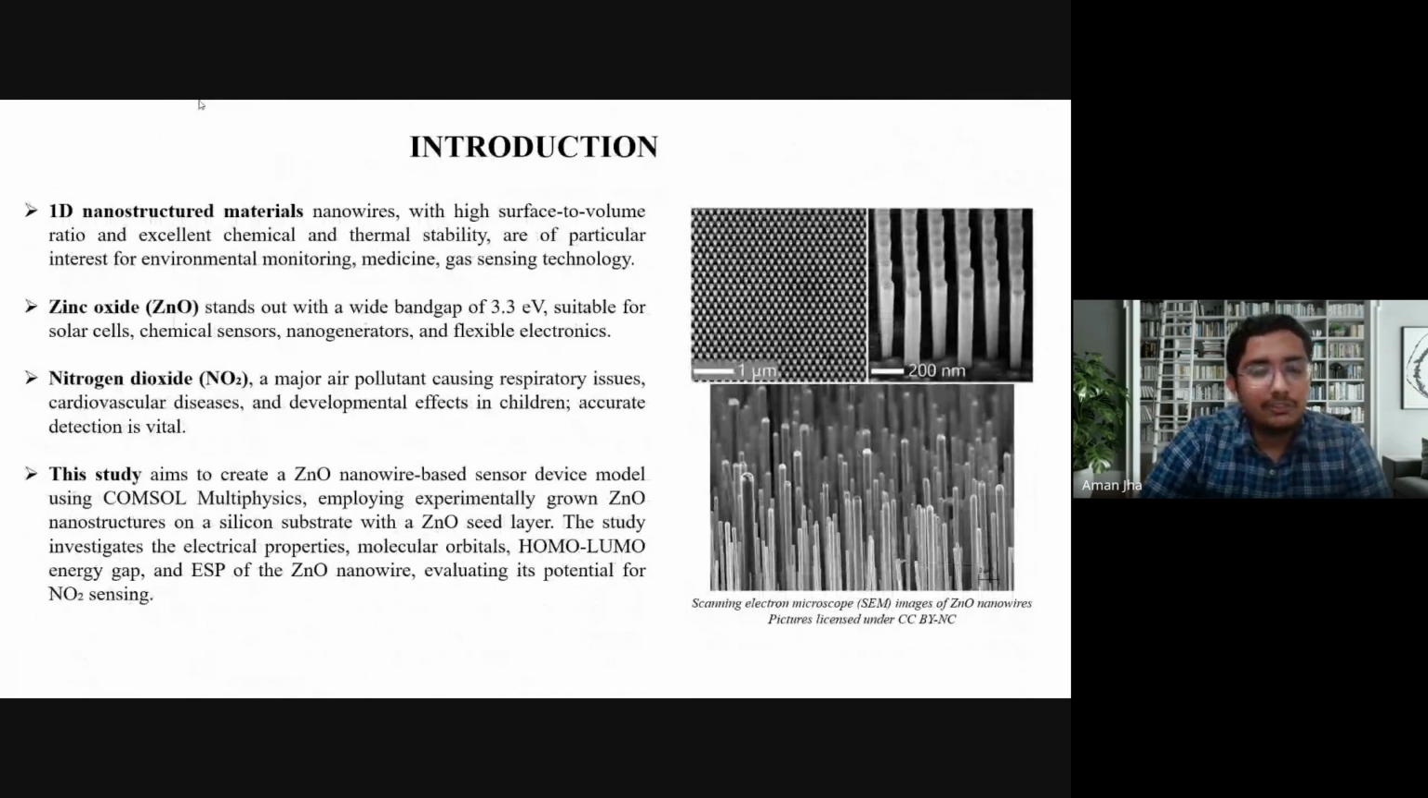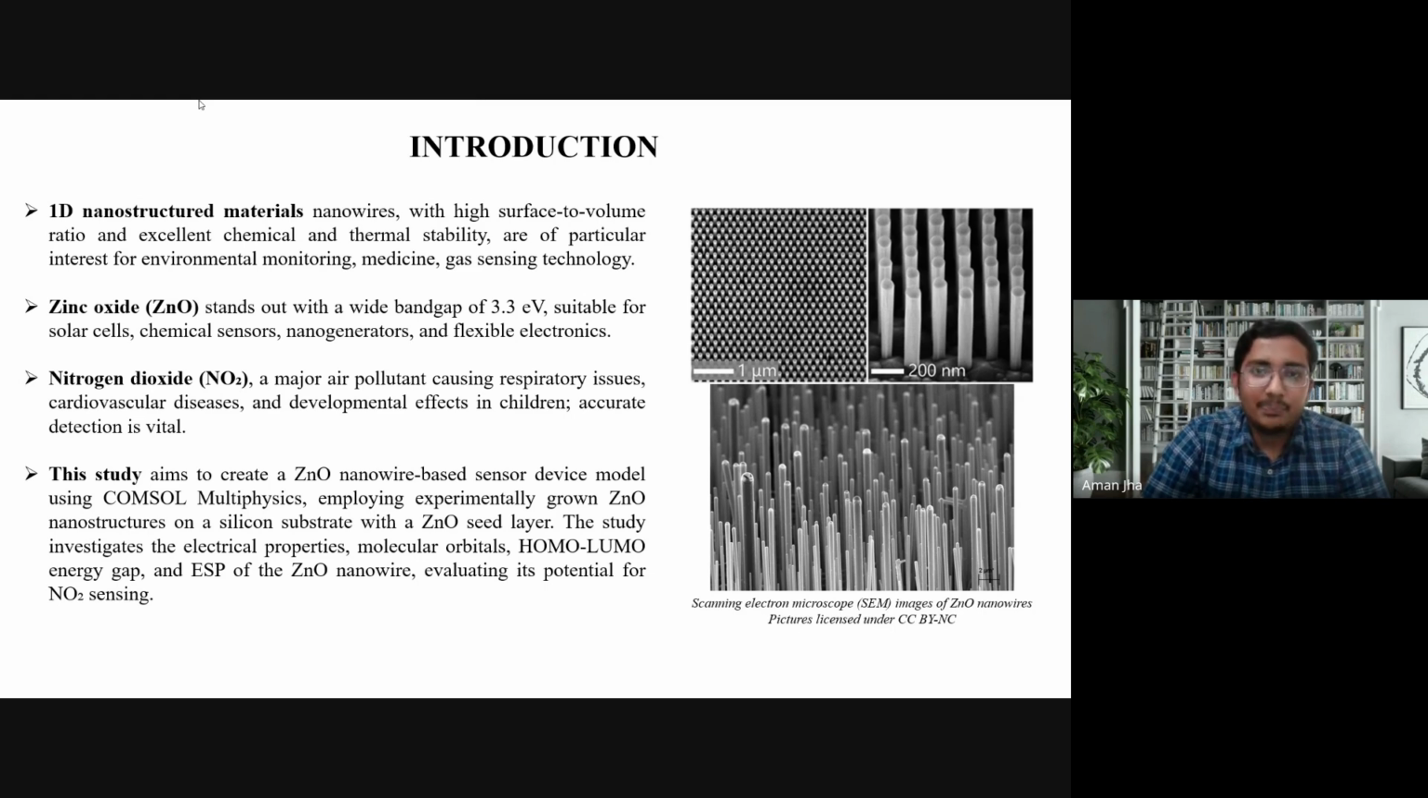Moving on to the introduction of this paper, 1D nanostructured materials, especially nanowires and nanocombs, which have a very high surface to volume ratio, are known to have excellent chemical and thermal stability. That is the reason they are of very high interest for researchers working in the fields of environmental monitoring, medicine, and other gas sensing technological fields. Among all these materials, zinc oxide stands out. It has a unique wide band gap of approximately 3.3 electron volts, which is very suitable for application in solar cells, chemical sensors, and flexible electronics.